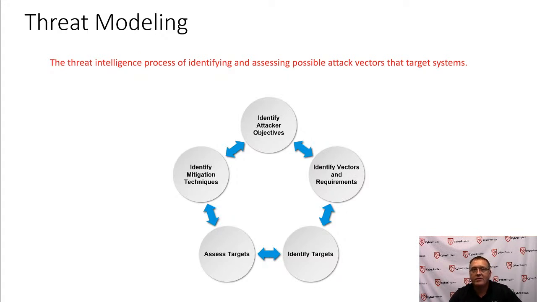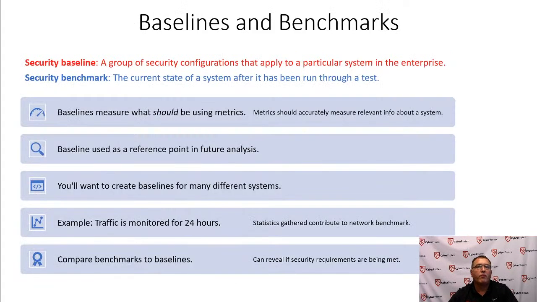Any way that we can assess those targets and figure out what those vulnerabilities are, then we can identify the mitigation techniques for them. So as we go in, continuously monitoring and continuously trying to improve, we practice good security by having different techniques that we employ to practice network security. And those begin with what we call baselines and benchmarks.